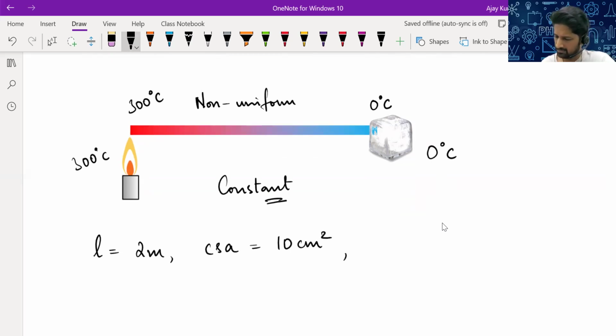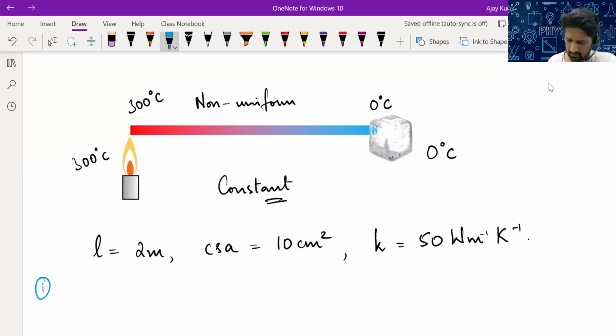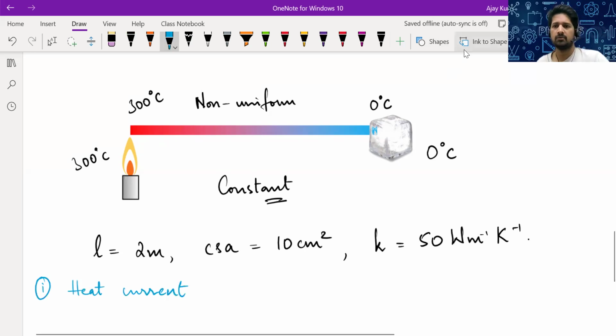Conductivity we need to give. Just a moment, I'll look up some practical values of thermal conductivity. So let's say the thermal conductivity of this material is 50 watts per meter per Kelvin. Now that you know K, A, and L and the temperature difference as well, you should be able to find out first the heat current through the rod. Heat current is nothing but dQ by dt or delta Q by delta t. Calculate this quickly, both of you.